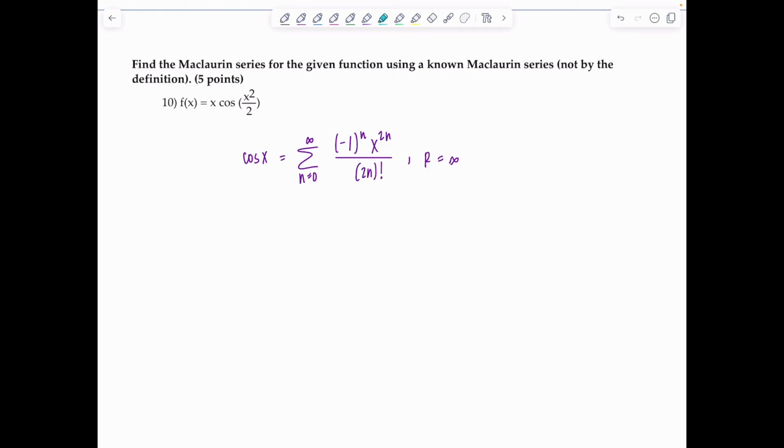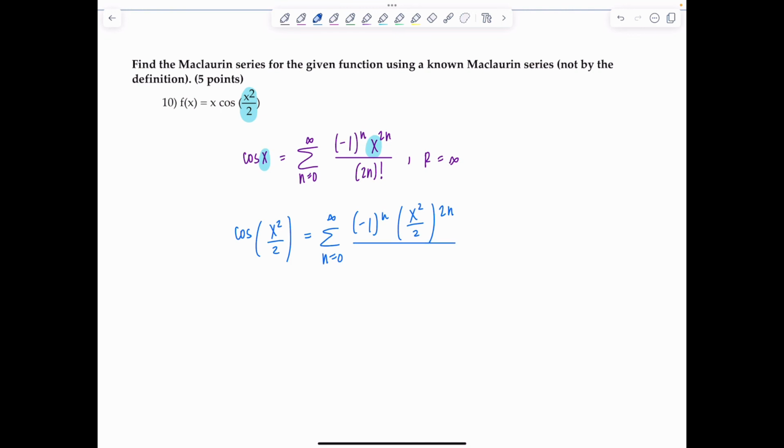So all you need to do is replace x with whatever the argument is here, in this case x squared over 2, okay? So that means cosine of x squared over 2 would be the sum, n equals 0 to infinity, negative 1 to the n, x squared over 2 to the 2n over 2n factorial. Okay, so I literally just came through and substituted in x squared over 2 where x was.